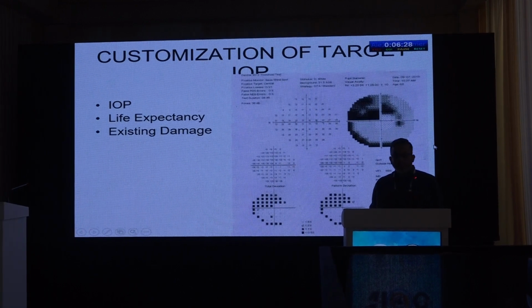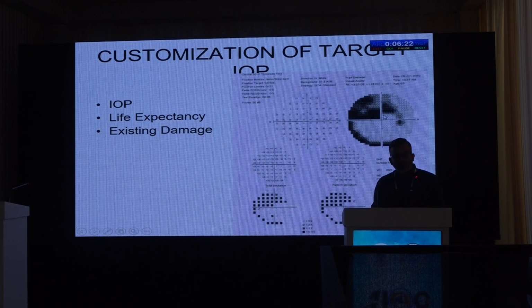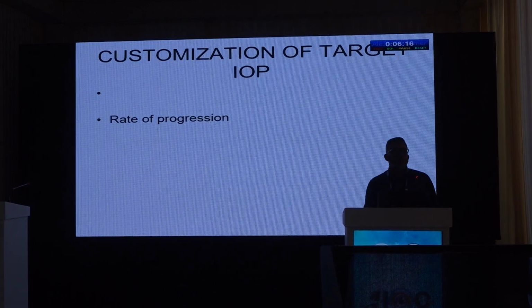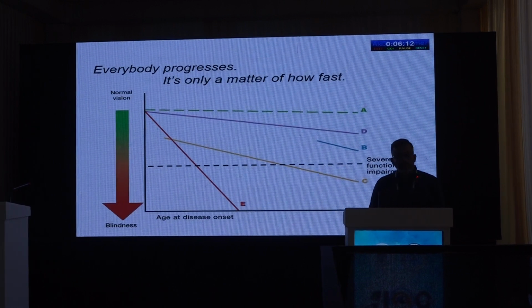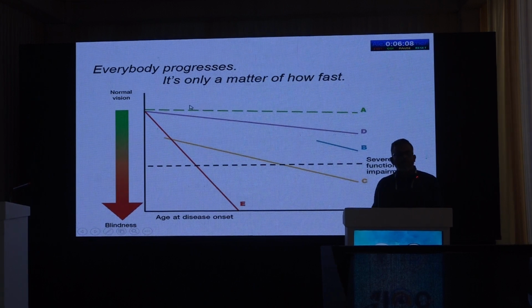This example here, you're seeing moderate damage. However, it is very near the fovea. So I would put this as a severe damage itself and decrease the target IOP even further. You also should look at the rate of progression on the visual field. Now everybody progresses. It's a matter of how fast each person is progressing.